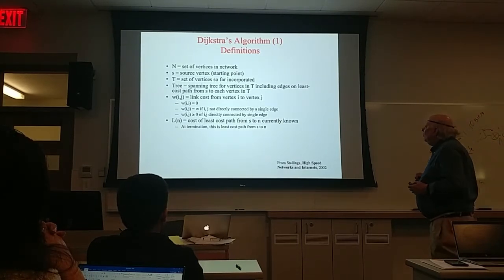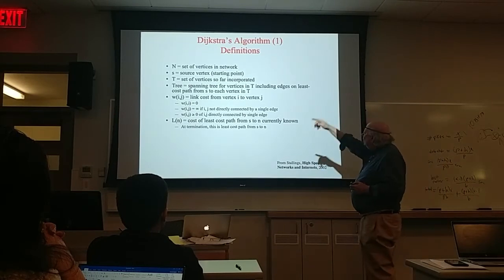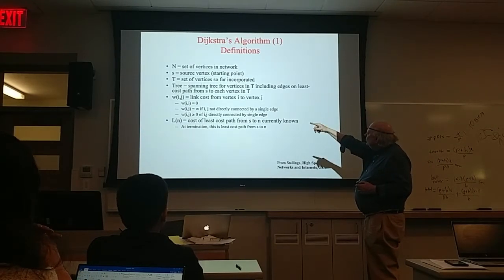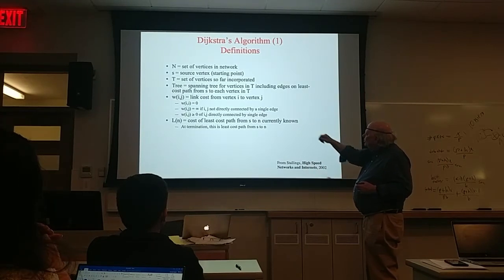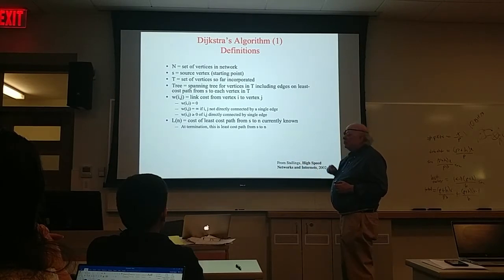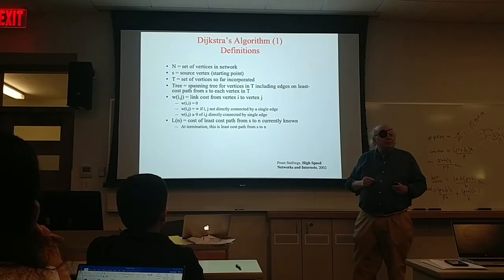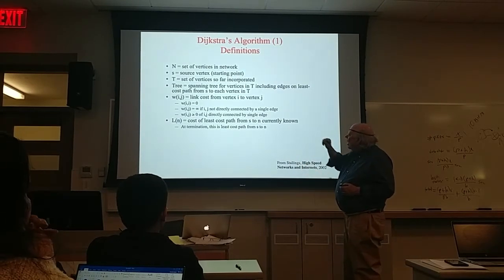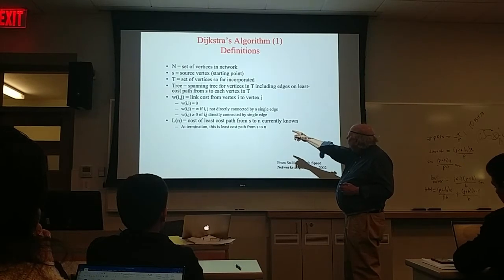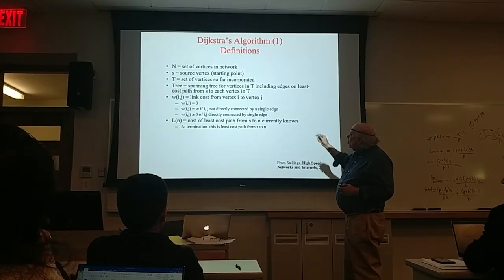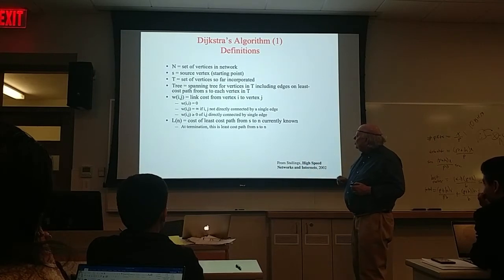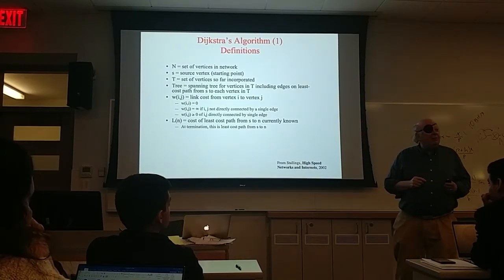Okay, so we'll define W of ij as the link cost from the vertex I to the vertex j. W of ii is equal to 0. W of ij is equal to infinity if I and j are not directly connected by a single edge. W of ij is greater than or equal to 0 if I and j are directly connected by a single edge. L of n is the cost of the least cost path from S to N currently known. At termination, this is the least cost path from S to N.